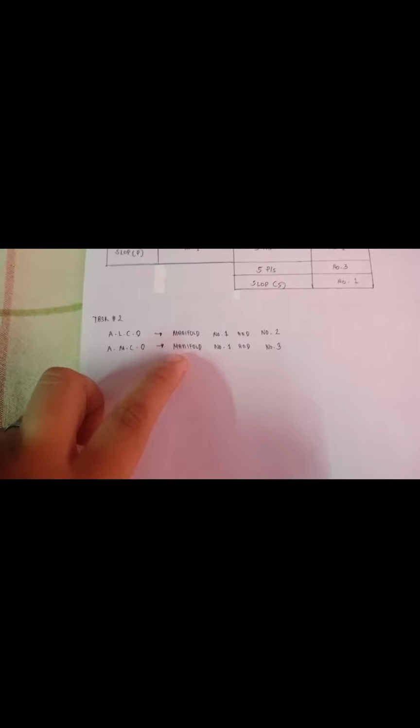For our task 2, based on the above task 1, select the two most suitable manifold line numbers to be connected for loading AMCO and ALCO using the empty crystal cargo piping. So for our ALCO, we have manifold number 1 and number 2. For our AMCO, we have manifold number 1 and number 3.